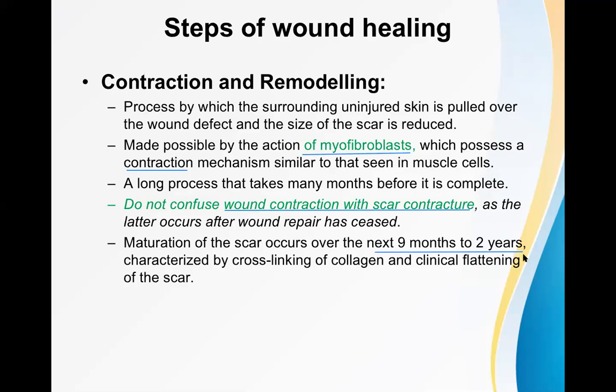And this maturation of a scar occurs by cross-linking of the collagen. These are the collagen fibers, which make that wound stronger, and clinical flattening of the scar. So these are the two mechanisms by which remodeling of the wound occurs. Let me make it very simple for you. After epithelialization, after the formation of granulation tissue, with the help of myofibroblasts, that is contraction of the wound, and the scar forms after many months to years. It will take a long time for the scar to develop and to form. And later on, the scar will become flat.